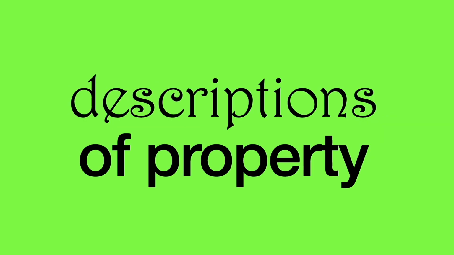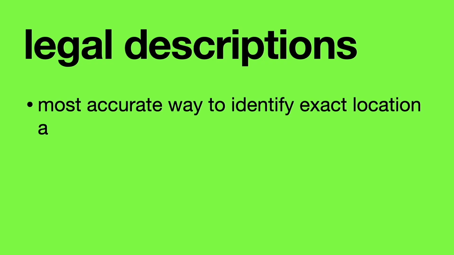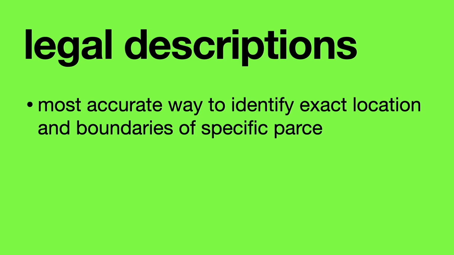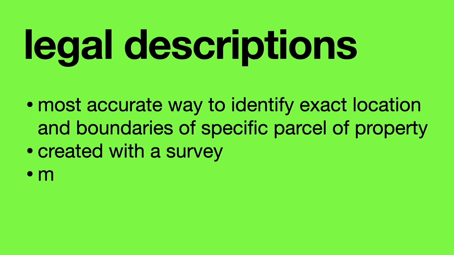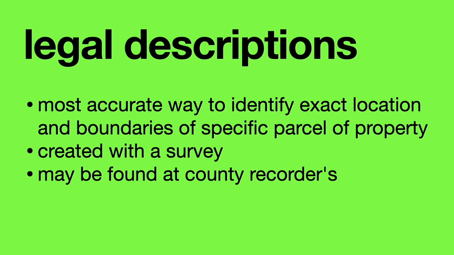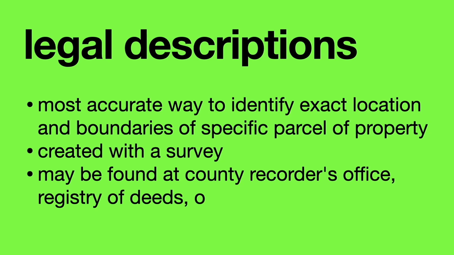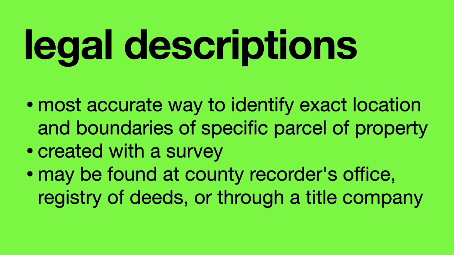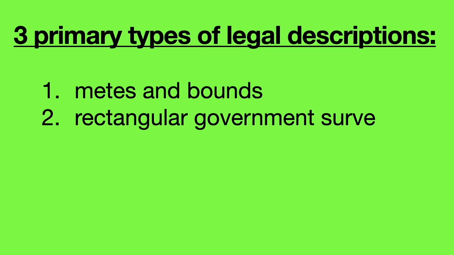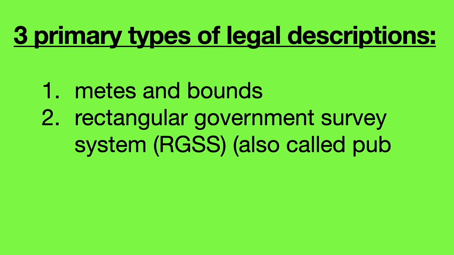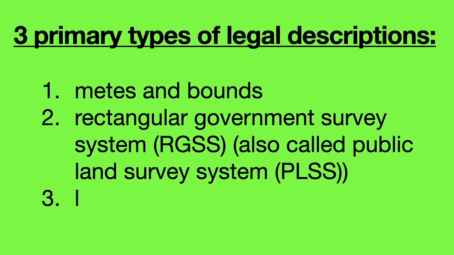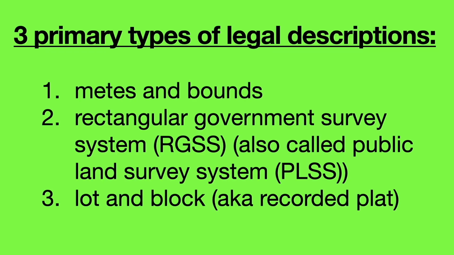Descriptions of property. Legal descriptions. A legal description is the most accurate way to identify the exact location and boundaries of a specific parcel of property. A property's legal description is created with a survey and may be found at the county recorder's office, registry of deeds, or through a title company. 3 primary types of legal descriptions are metes and bounds, rectangular government survey system, RGSS, also called the Public Land Survey System, PLSS, and the lot and block, also known as recorded plat.